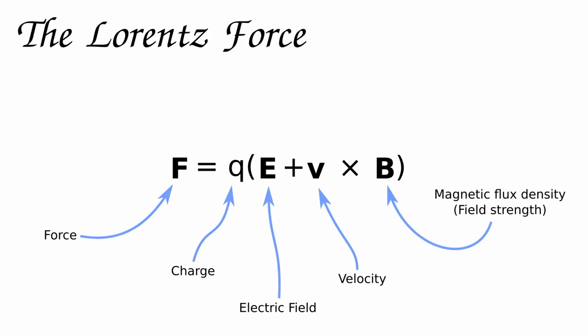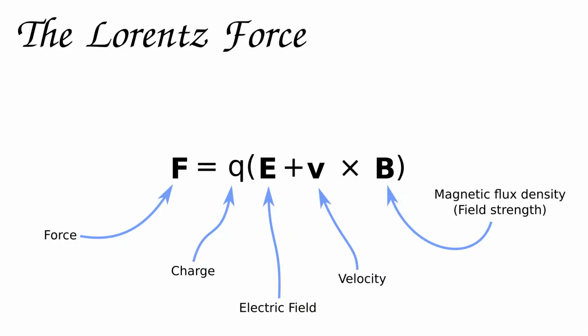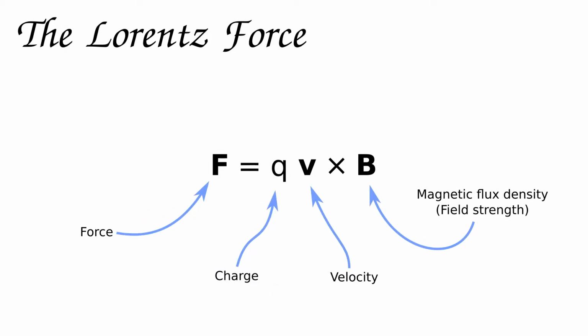Finally on the right, we have the magnetic flux density, which is just a fancy way of saying the magnetic field strength. But why is the symbol B, I hear you ask. Well, it's because the unit for magnetic flux density is Tesla, and we all know that Tesla starts with a B. We can simplify this equation a little bit, as we're not actually going to be needing the electric field for what we're looking at. That leaves us with this.